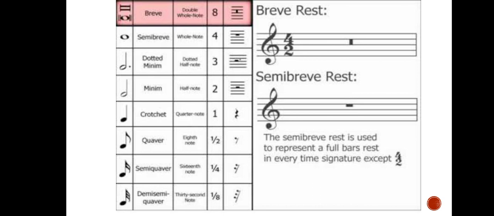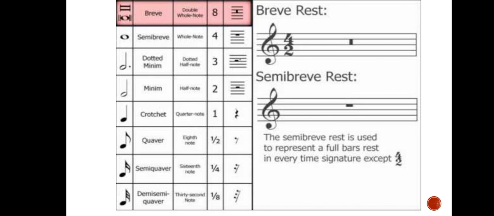The first one is a brief note. It is drawn the way we have just seen, and below it there is a semi-brief, which is like an O. This semi-brief is the one called a whole note. A whole note is also called a semi-brief, and it has 4 beats. The brief above it has 8 beats.